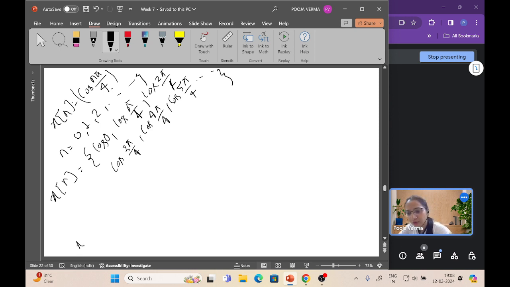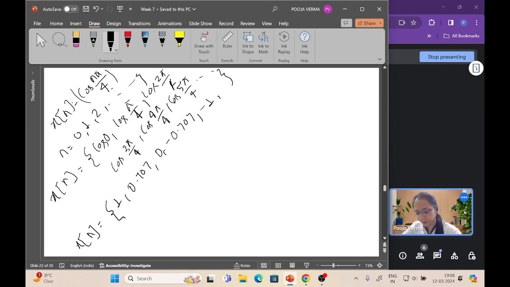Okay, then x(n) we will get: cos 0 is 1. If you solve cos pi/4, you will get 0.707, right? Then cos 2pi/4, that is cos pi/2. What is the value of cos pi/2? 0. Then cos 3pi/4, we will get minus 0.707. Then cos 4pi/4, that is cos pi. What is the value of cos pi or cos 180? That is minus 1. Then cos 5pi/4 you will get minus 0.707. Then cos 6pi/4 will be 0. And cos 7pi/4 will be 0.707. So this is the x(n).